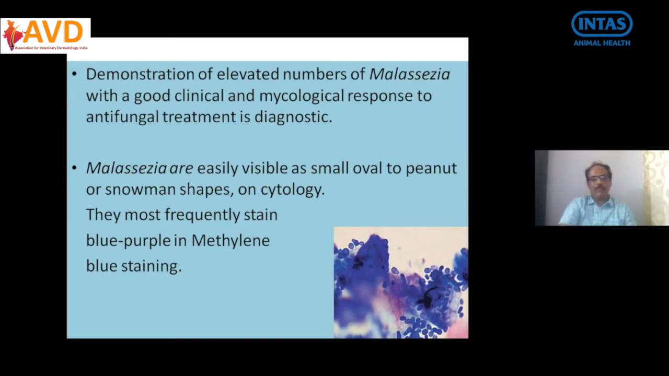Then the Malassezia organisms are oval in shape, peanut or snowman shaped, and they are usually stained. The impression smears are stained with methylene blue stain, and they will be seen as blue-purple organisms.